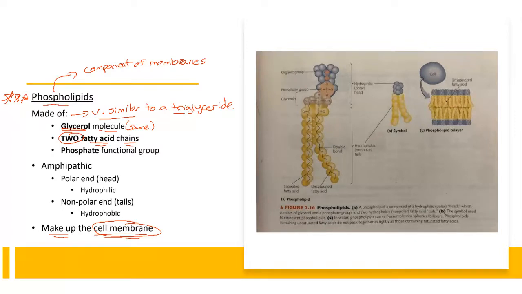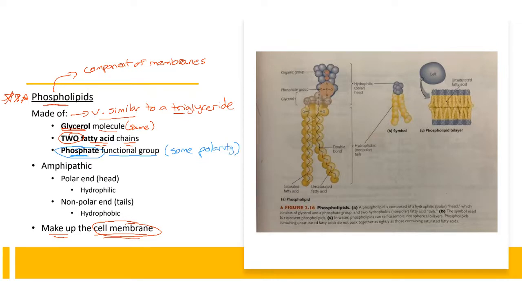Okay, and this is kind of the big deal thing. Instead of a third fatty acid, it is going to have something called a phosphate functional group. And this is the really cool thing about this. I told you that triglycerides, the fats, the lipids, are very hydrophobic, right? They don't like water because they're nonpolar. By adding a phosphate group, we give this molecule, this phospholipid, some polarity.